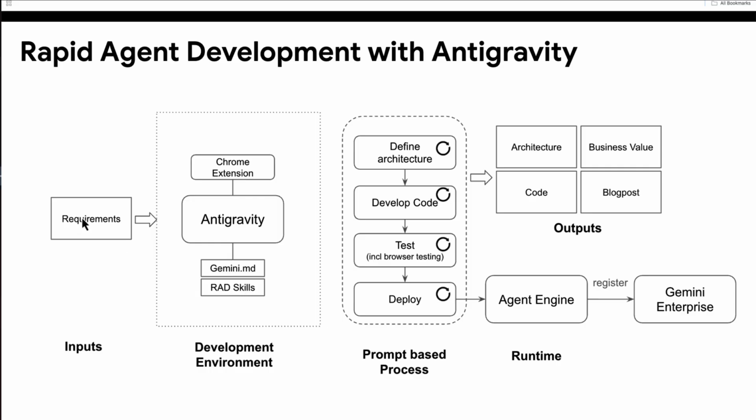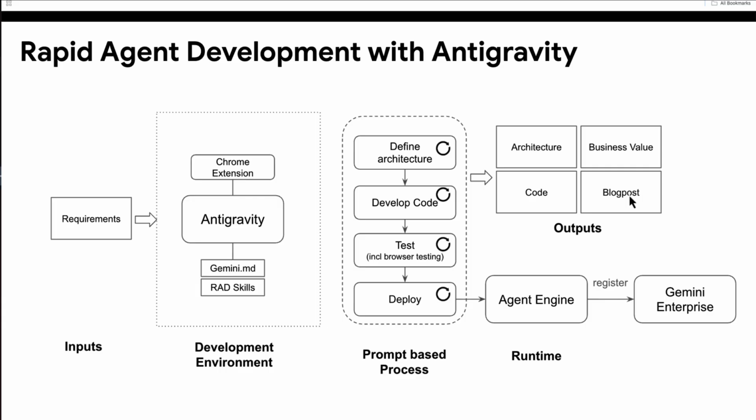We'll provide the requirements and using the skills, we'll start defining the architecture, developing code, testing, including testing using the browser and deploying that code onto agent engine, and then finally registering through to Gemini Enterprise. We'll generate architecture documents, we'll generate code. Although I'm not covering generating business value and blog posts, those skills are also available.